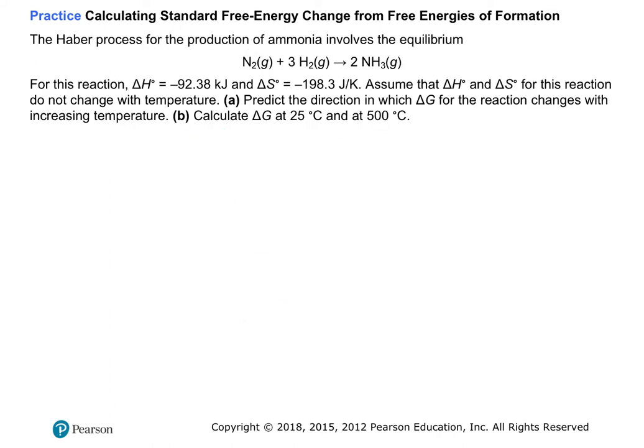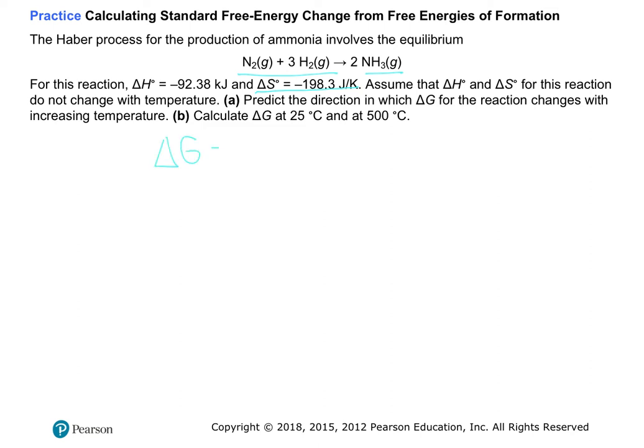Now this Haber process is the way that chemists have found to make ammonia, and for that reaction, this is an exothermic reaction, so it has a negative enthalpy, and it decreases in entropy, which makes sense because we have 4 gas molecules here and only 2 here, so it went down. There's the value. So we're going to predict what's going to happen to delta G as we increase the temperature.